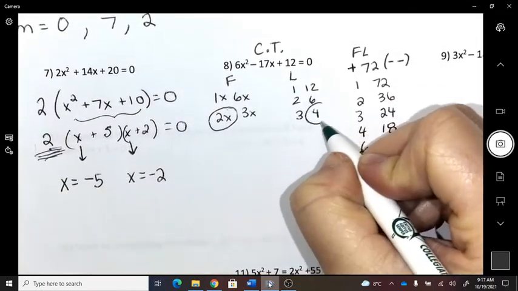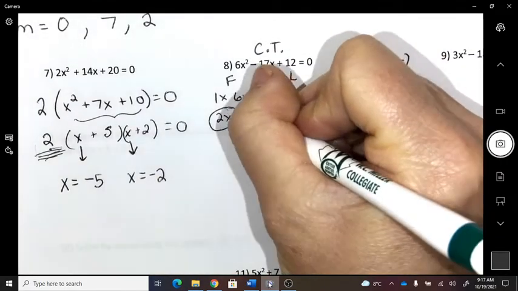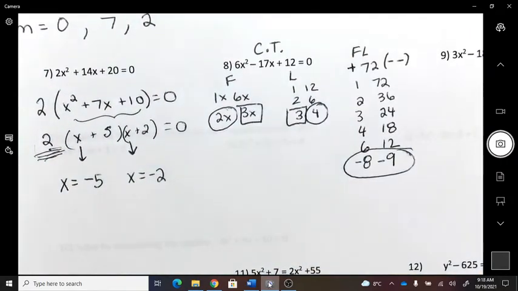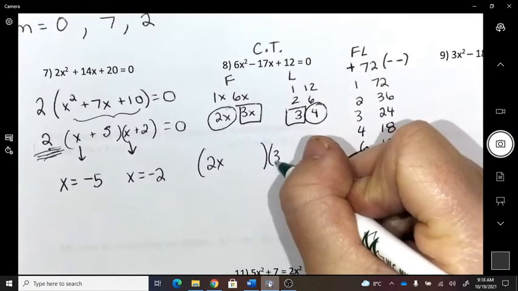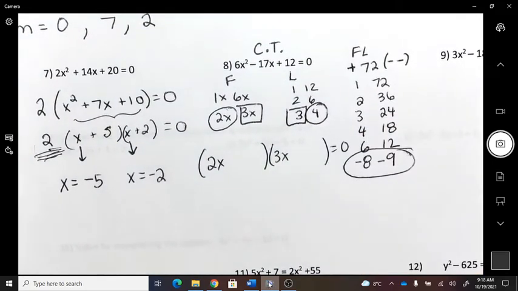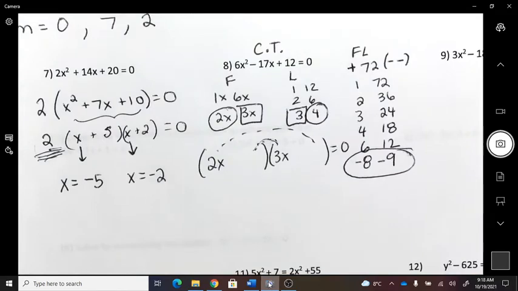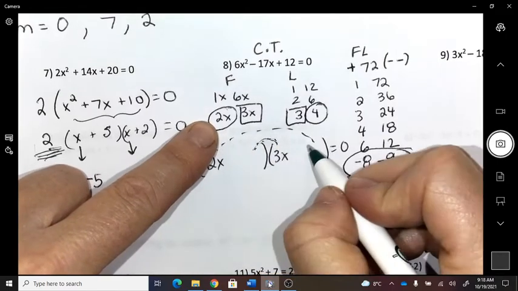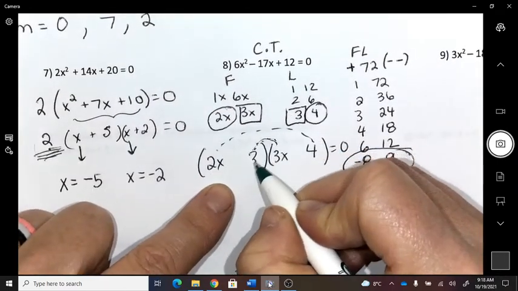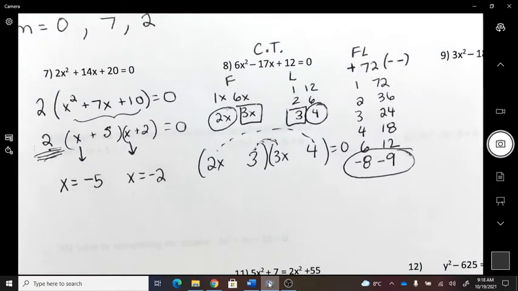Okay, so here's my partners. There's an 8 and a 9. Okay, so I'm going to start with a 2x and a 3x because I know that's my first times my first to make my 6x squared. Okay, here is the O and the I. Make up your partners. So the 2x goes with a 4, 3x goes with a 3, and we don't have to think about the signs because we said they're both negative.